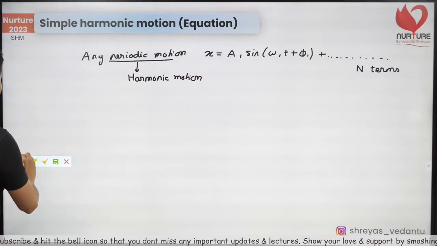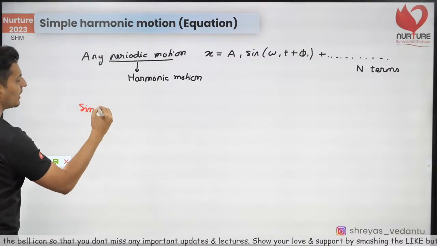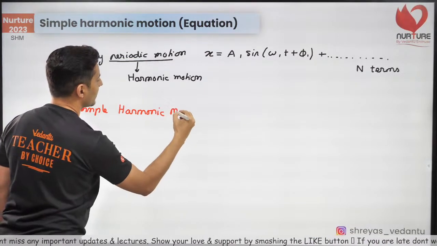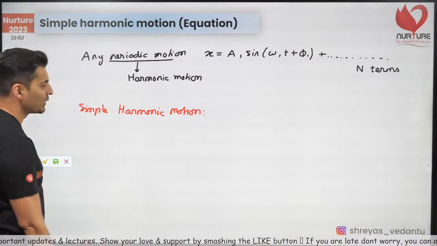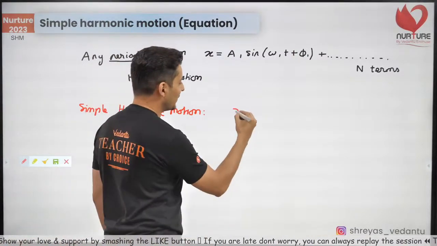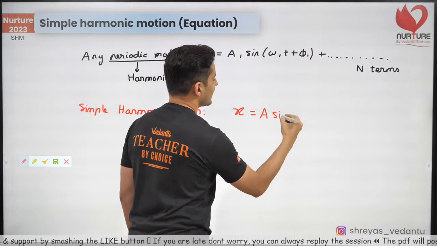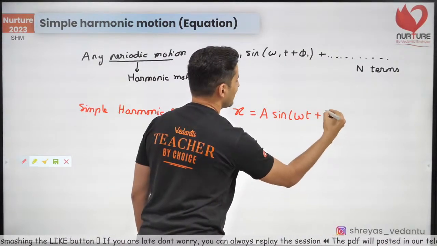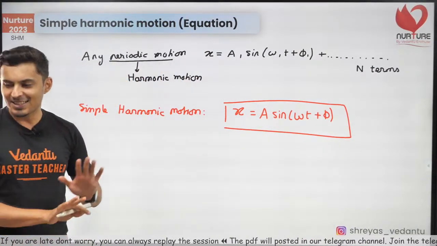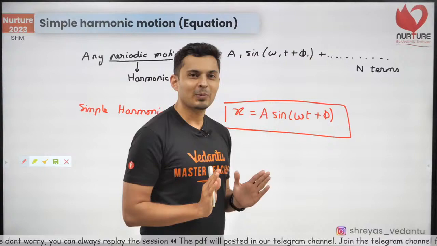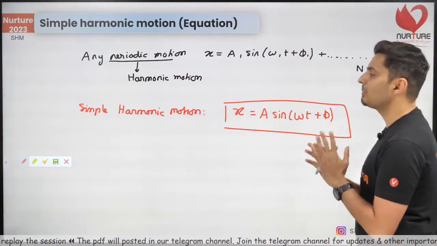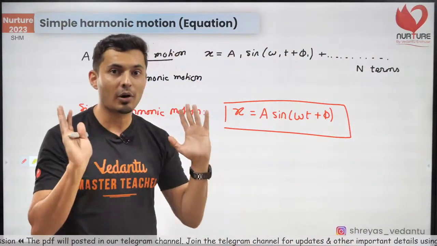Now, what is simple harmonic or SHM, simple harmonic motion? Simple harmonic motion will not have so many terms. It will just have one term. So, if X is just A sine omega t plus some constant, then that is a simple harmonic motion. As simple as that. Understood? So it's very simple. You just have one term, it is simple harmonic. You have multiple terms, it becomes harmonic or just periodic.